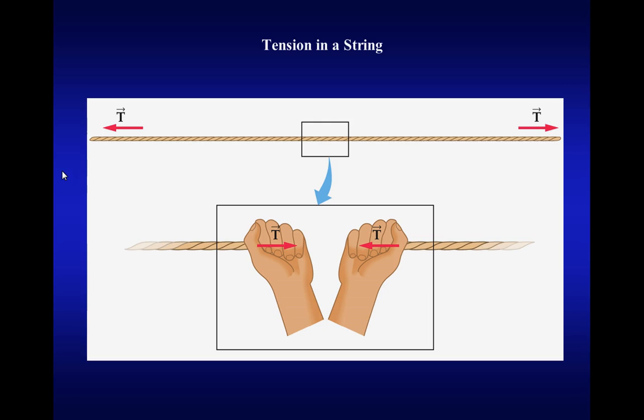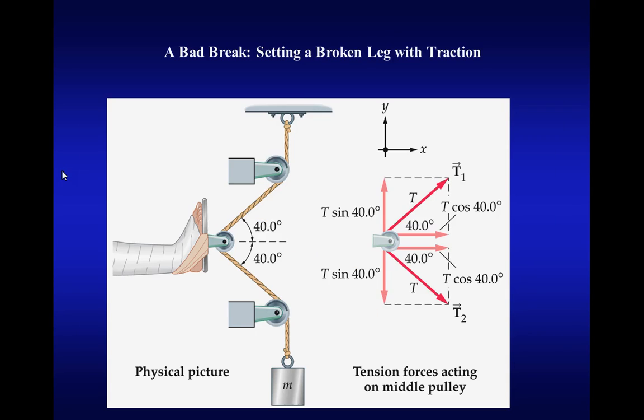All right, we can skip that one. Tension force is just a way of transmitting force from one axis to another. So tension in a string, if you pull on a string, the string pulls on the object.